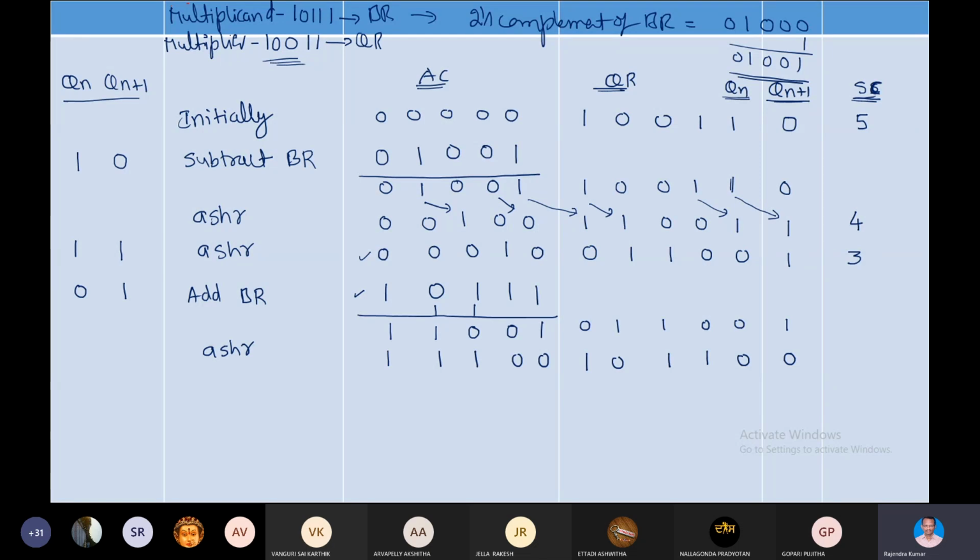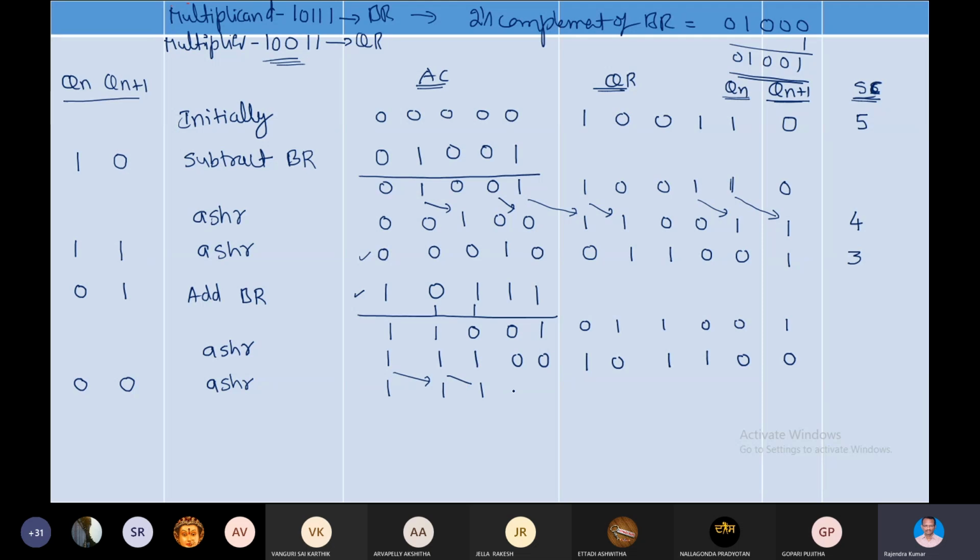11100110100 we got. Okay. So now here both Qn and Qn plus 1 are 0 0. If both are 0 0, what we will do? We'll perform again arithmetic shift right. Both are only one more arithmetic shift right. So arithmetic shift right. So again we must insert 1.